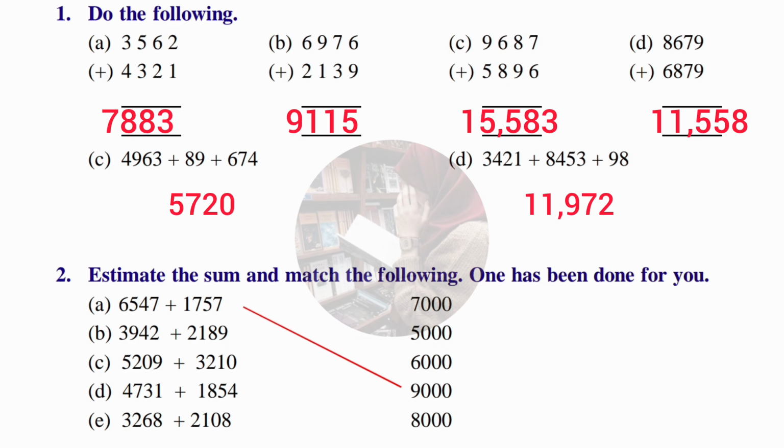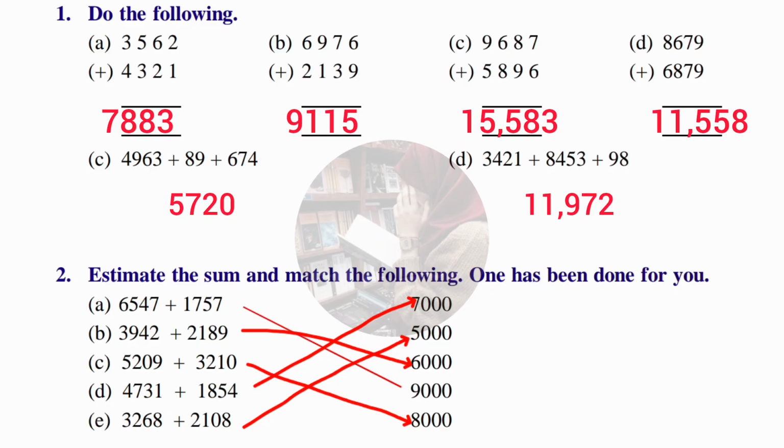Let's see, second one is 3942 plus 2189 is equal to 6000. Next, 5209 plus 3210 is equal to 8000. Next, 4731 plus 54 is equal to 7000. Last one, 3268 plus 2108 is equal to 5000. Understood guys? I hope you all got this. If you find it difficult to do the addition here itself, please write it down one after another, do the addition and match it correctly.